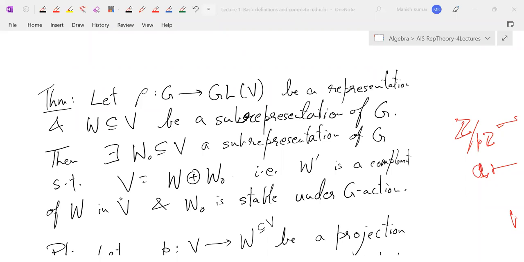Thank you. You're welcome. Sir, any reference books available? Yeah, you can look at Fulton and Harris, Linear Representations, and then there is another book by J.P. Serre. These are the two books I followed for my representation theory course, and you can look at those two books.